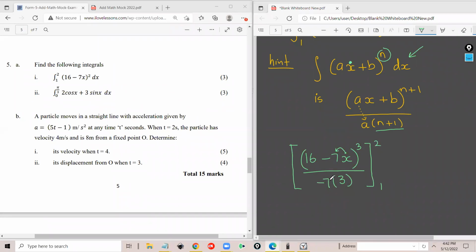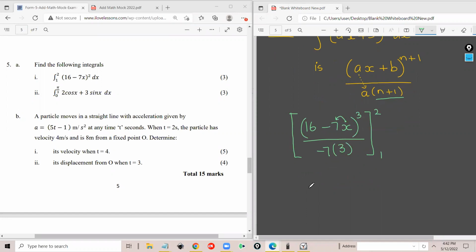But you had -7 giving you -21, right? And the minus sign is really, really important. So this is what you're really working out: 16 minus 7x to the power 3 divided by -21, right? And you have the big square brackets here, 2 and 1. Substituting the 2, work it out. Substituting the 1, work it out, and minus the 2 answers.